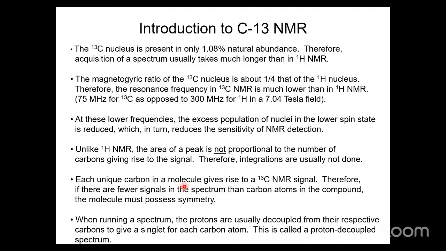Each unique carbon in a molecule gives rise to a signal in C13. Therefore, if there are fewer signals in the spectrum than carbon atoms in the compound, then you must assume that some symmetry is present in the molecule. When running a spectrum, the protons are usually decoupled from their respective carbons. Hence, in the carbon-13 spectrum you always see singlets. Only one peak is observed for each carbon, and this is what we call a PND spectrum, proton noise decoupled spectrum.